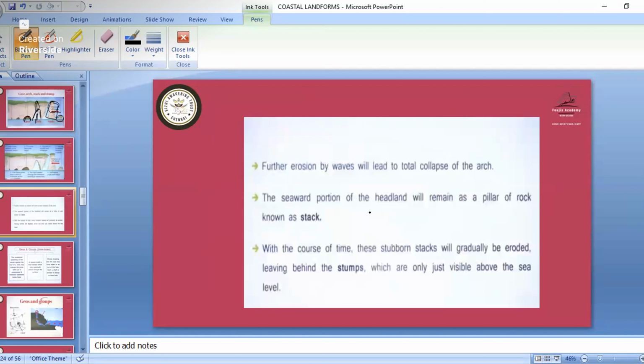See, the seaward portion of the headland will remain as a pillar of rock. So that is a stack. Then with the course of time, these stubborn stacks will gradually be eroded, leaving behind the stumps.